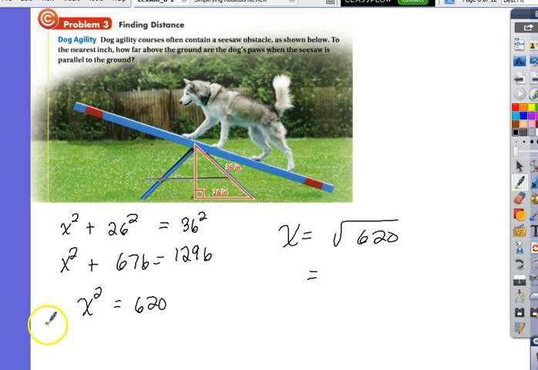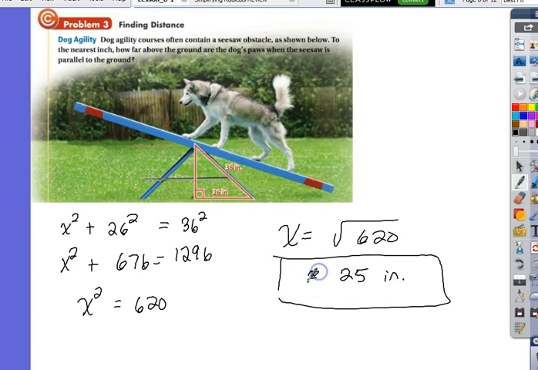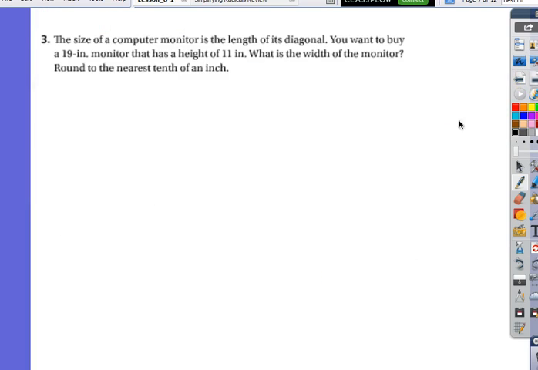And now I just want to put that in my calculator and round it off to the nearest whole number. So the square root of 620 is equal to 24.8. That'll round off to 25 inches. So that's really not equal. That's an approximation. Does that make sense?